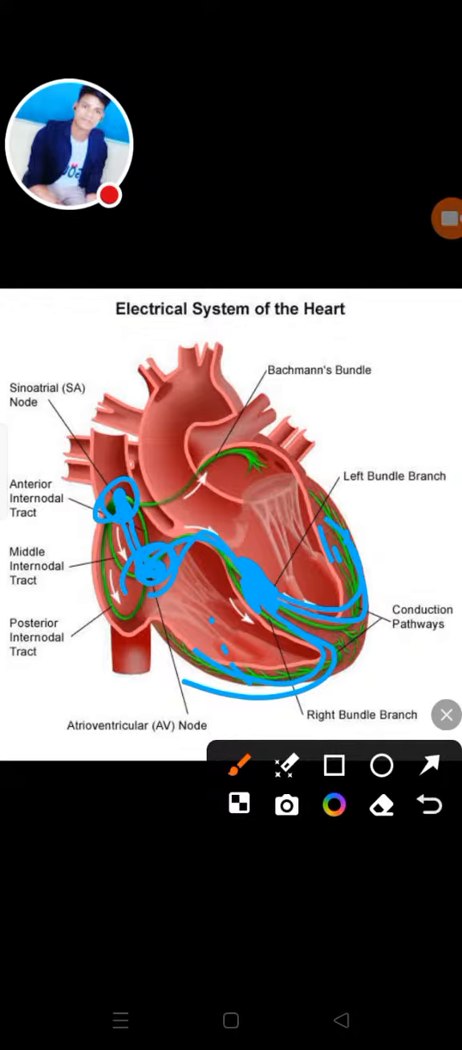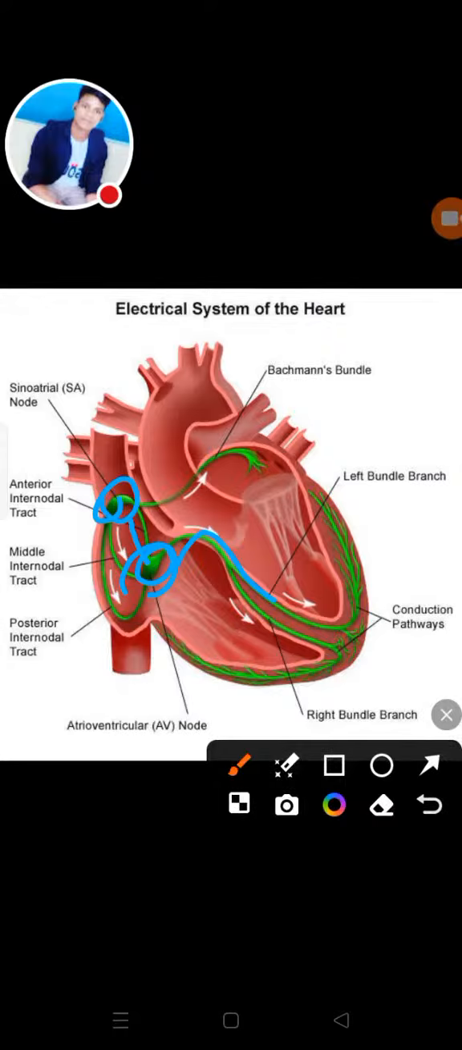So they are asking which node starts the electrical signals. Which node starts the signals? Tell me, very easy question. Which node starts the electrical signals in the heart? The answer is the SA node.